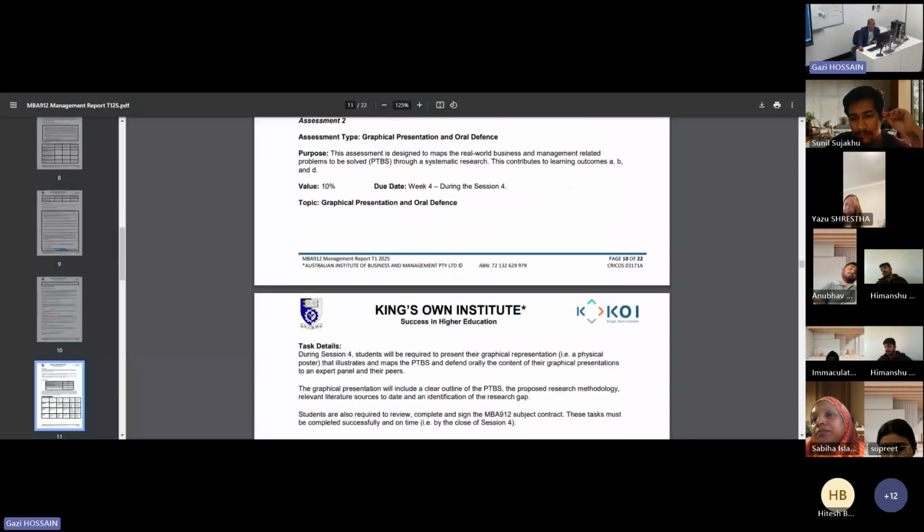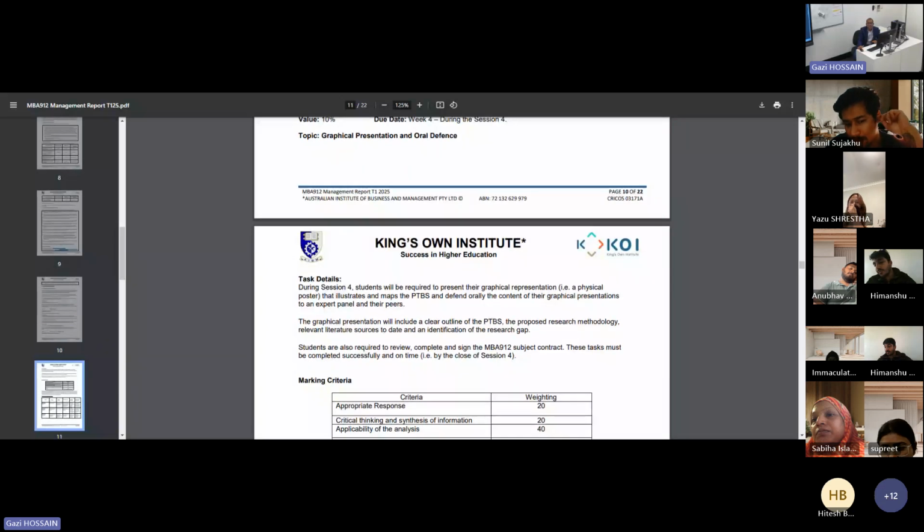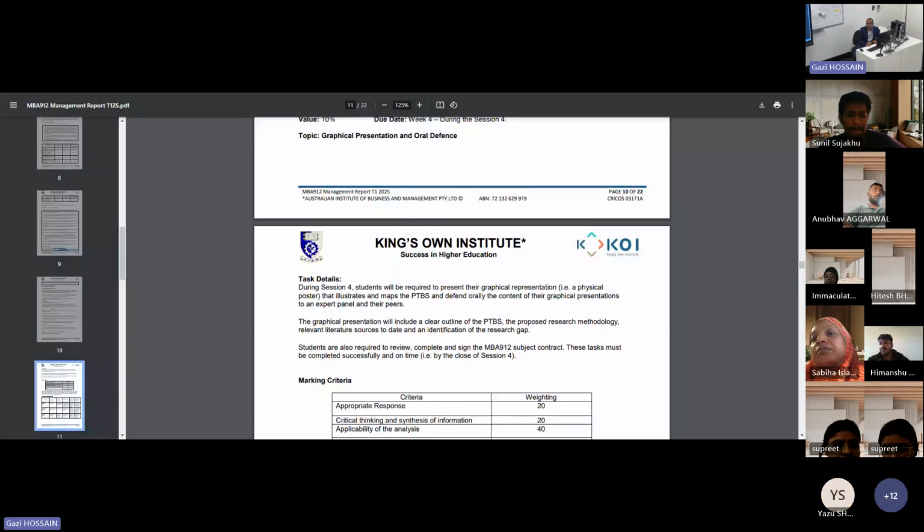Now, the content I already mentioned, but I'm repeating it. First one is the problem statement. Second is the research objective. Third is the research significance. Fourth is the literature review, and the research gap. And the final one is the research methodology. So these are the areas you will be covering.